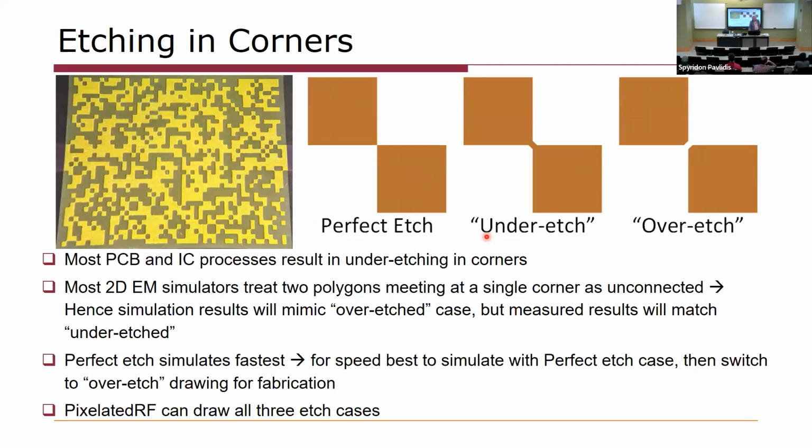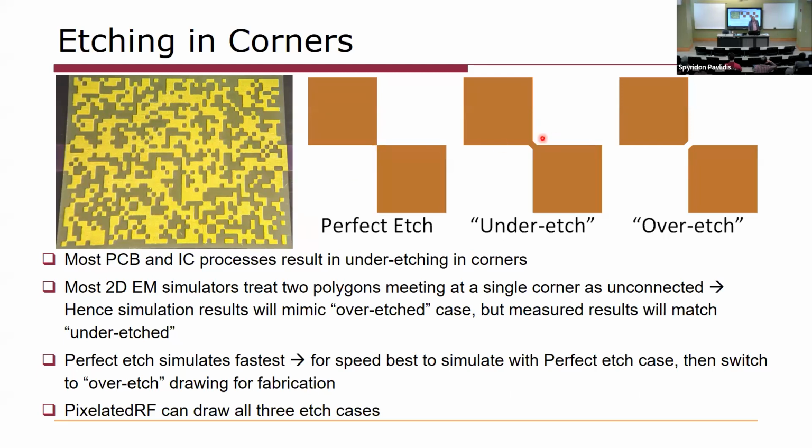One of the things that we had to worry about is when we draw these pixelated surfaces, we tend to draw them as having a perfect etch. In other words, in the perfect etch case, if I have 2 diagonal pixels, there's no electrical contact in the corners. And if we're using 2.5D or 2D EM simulators, that means that no current can flow through those paths.